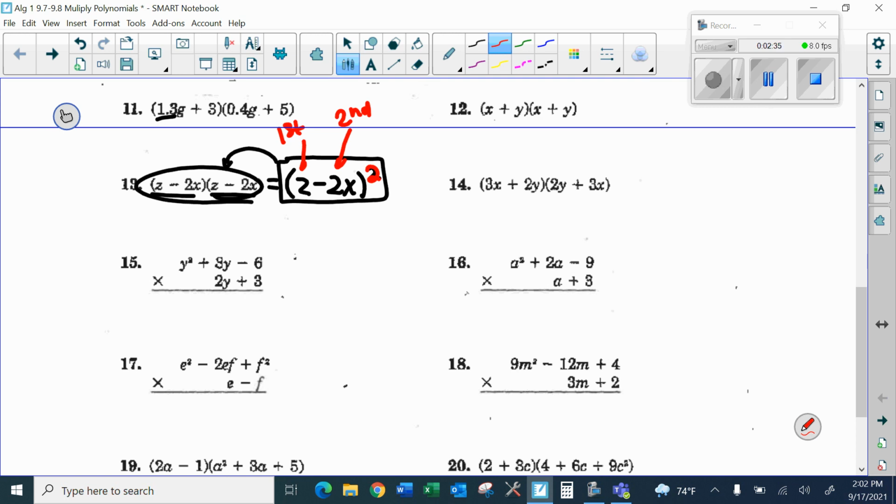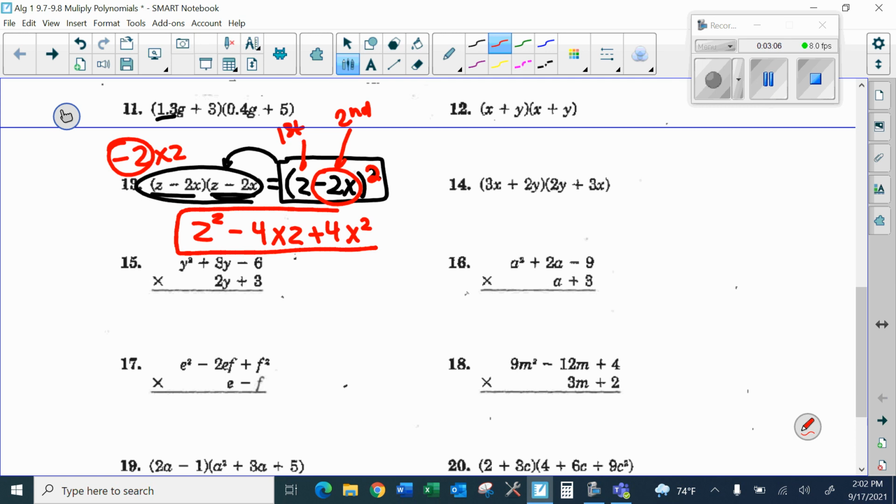So the rule is whenever I square any binomial, I just square the first term. So z times z, z squared. I multiply the two terms together. So z times negative 2x is negative 2xz. Then I double that. So I just take that coefficient, double it. So it's negative 4xz. And then I take this last term, the second term, and square it, multiply it by itself. Negative 2x times negative 2x is positive 4x squared.